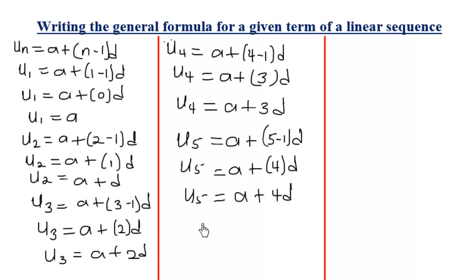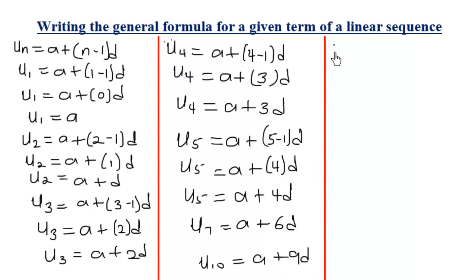Are you getting it? So we can just try our hands on any other term. Let's talk about the seventh term. Seventh term, just write your a. Now 7 minus 1 gives you 6, so multiply the 6 by d. I hope you have seen that. Good. Now what about the 10th term? Write your a. 10 minus 1 gives you what? 9. So 9 times d. So the general formula for the 10th term is a plus 9d.